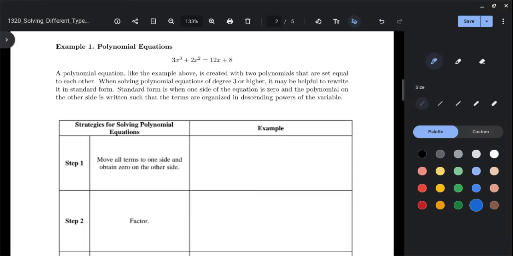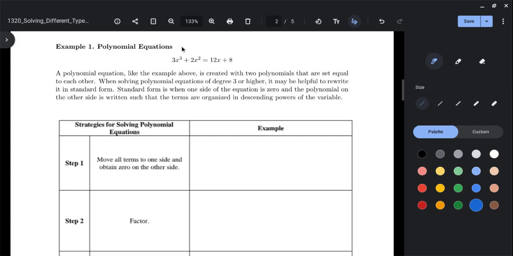Hi everyone! In this video, we're going to focus on how we can go about solving polynomial equations. So we've already talked about in a previous video how we can identify if an equation is a polynomial equation. And so now we're going to talk about the steps we can take. What do we do with that? How do we find the value of x?